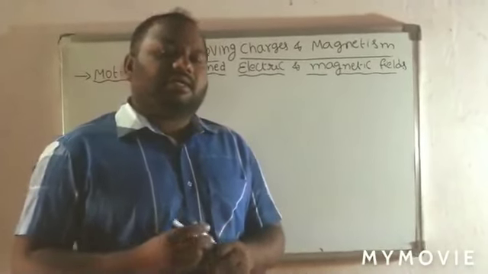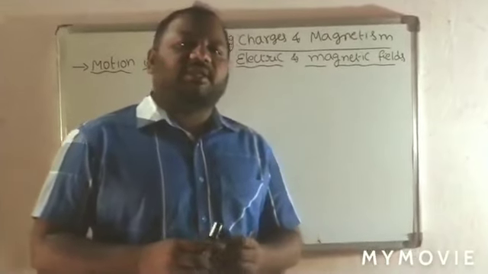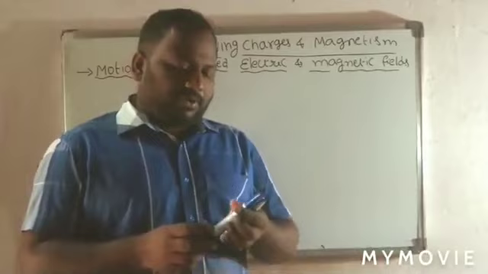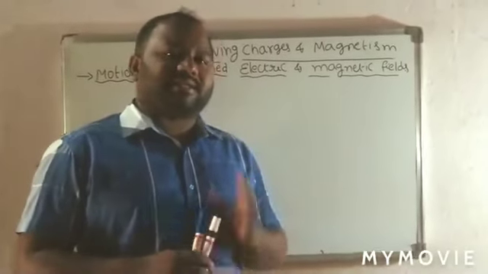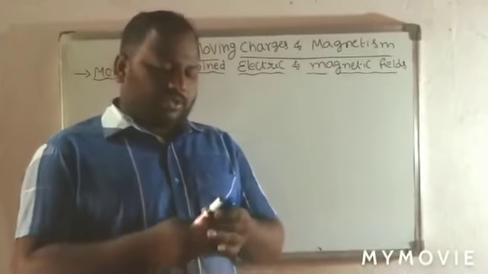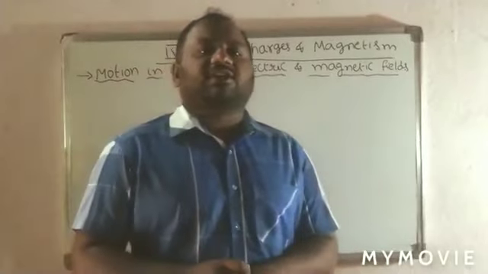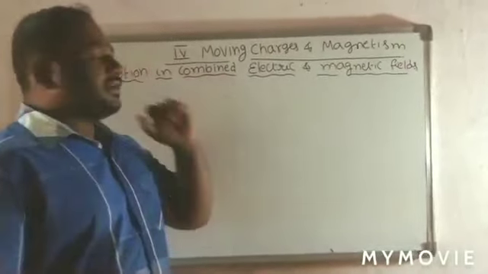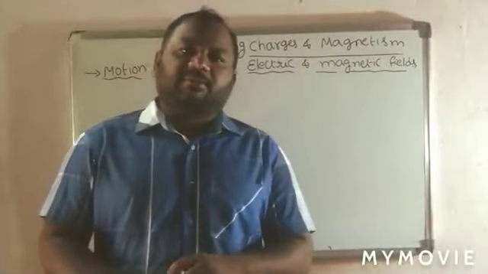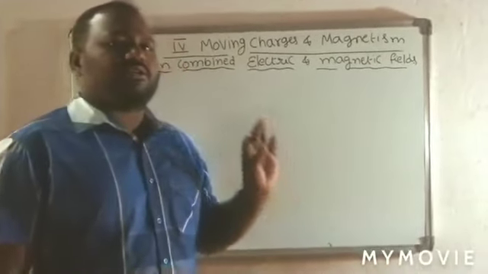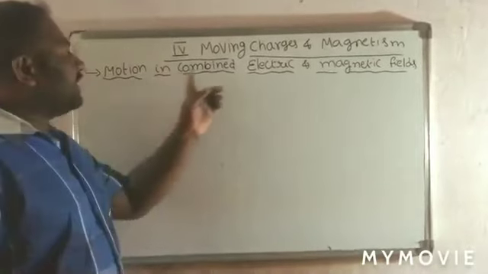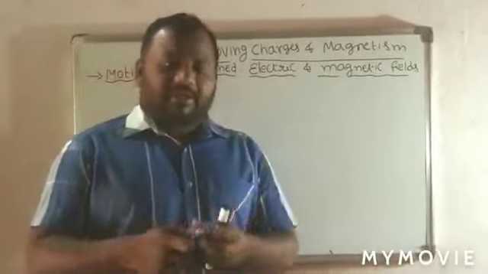Now in this session we are going to discuss the velocity selector and Biot-Savart's law. Before going to the velocity selector, you first need to know the motion of a charged particle when electric and magnetic fields are both combined. I explained it last class, but once again, see this. This is important to know for the velocity selector: motion in combined electric and magnetic fields.